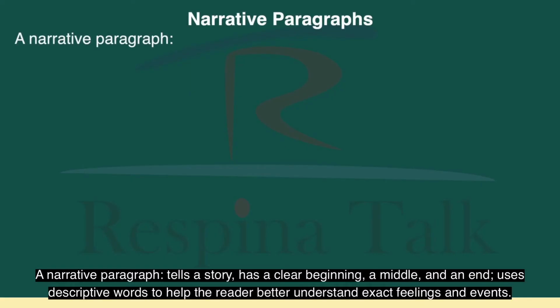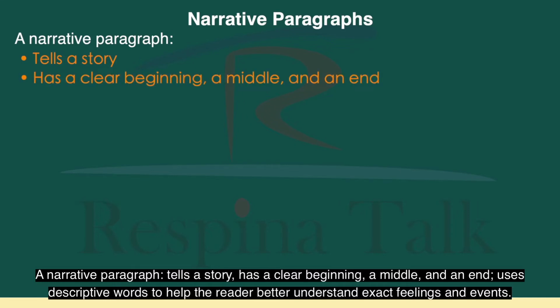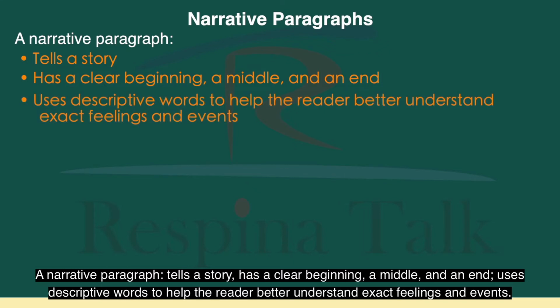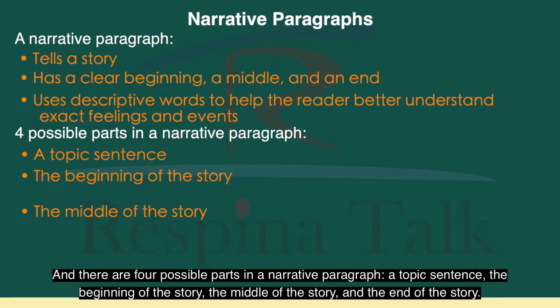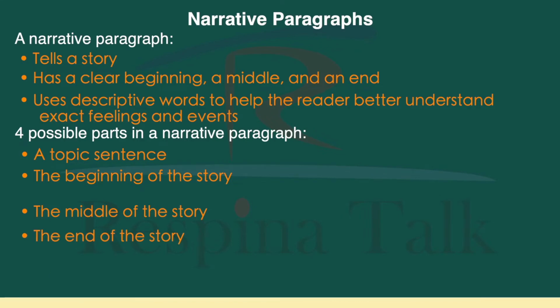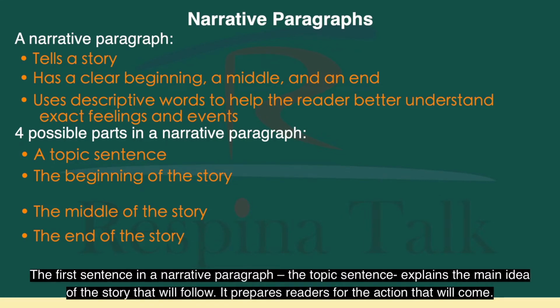A narrative paragraph tells a story, has a clear beginning, a middle, and an end, uses descriptive words to help the reader better understand exact feelings and events, and there are 4 possible parts in a narrative paragraph: a topic sentence, the beginning of the story, the middle of the story, and the end of the story. The first sentence in a narrative paragraph, which is the topic sentence, explains the main idea of the story that will follow.